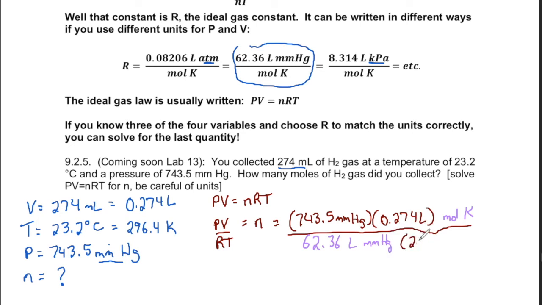And then our temperature is 296.4 Kelvin. So our millimeters of mercury are going to cancel, our liters are going to cancel, our Kelvin are going to cancel, and then we're going to be left with moles in the numerator. That's what we want. We're looking for n, the number of moles. And this ends up being 0.0110 moles of hydrogen. I limited this to 3 significant digits because the volume only had 3.